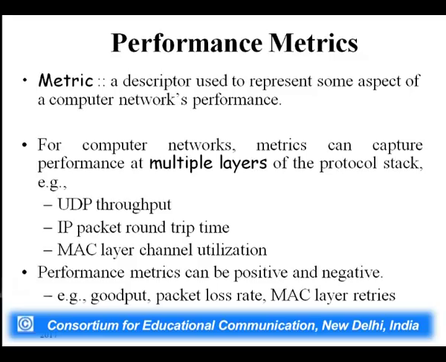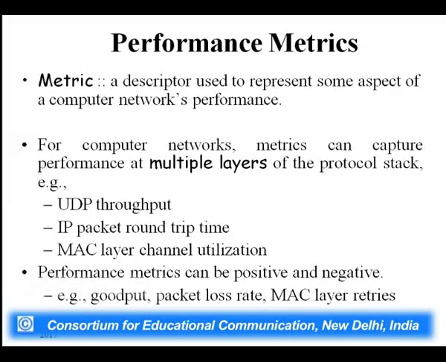Now, the moment I say metric, what is a metric basically? It is a descriptor used to represent some aspect of a computer network's performance. That is, what is that indicator or descriptor? For any computer network, the different indicators or descriptors which you are going to measure may capture the performance of the network at multiple layers. Maybe you are interested in measuring certain things at the physical layer, the data link layer, the network layer, or the transport layer. So, at multiple layers in the given protocol stack, you may want to measure different things.